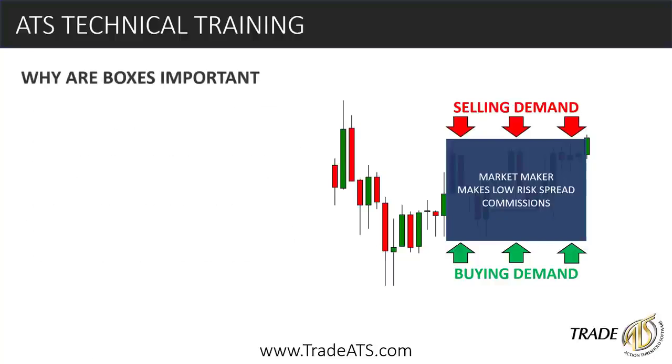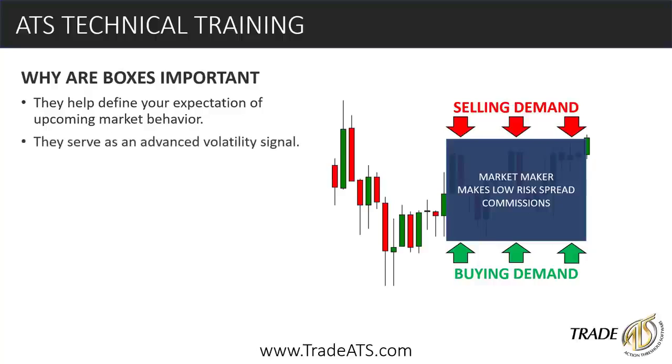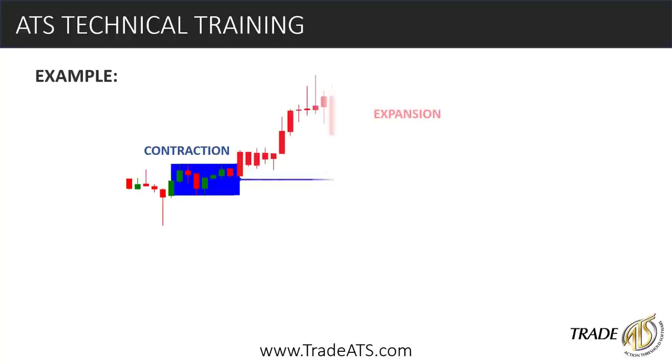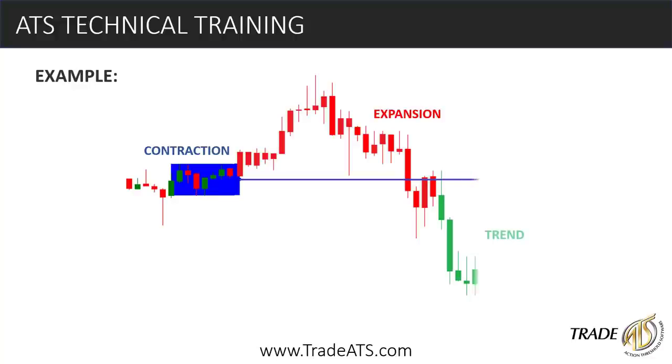So why are boxes important? They help you define expectation of upcoming market behavior, which can serve as an advanced volatility signal. This is really important. Let's look at an example right now. So when you see the contraction box form on your screen, when the software triggers that box, what is coming next? You know that the expansion, the immediate coming out of the box and leading into the trend, you know that those two phases are next.